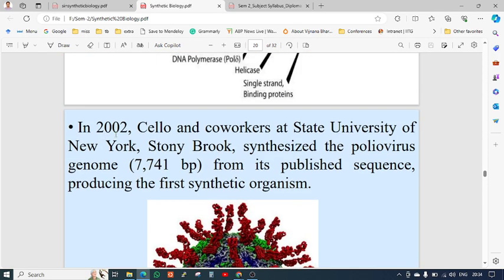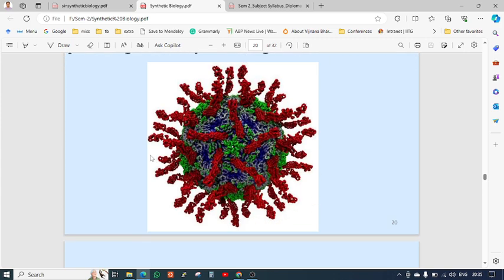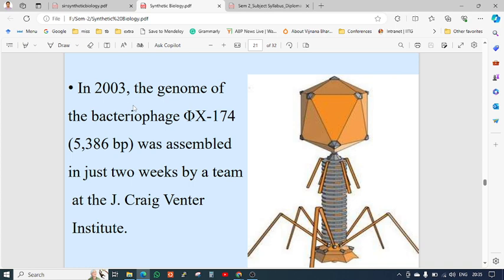In 2002, Cello and co-workers, also of State University of New York and Boston University, synthesized the poliovirus genome from the published sequence, producing a synthetic organism. So the first synthetic organism, that means the first synthesis, took place in 2002 by the scientist Cello and his co-workers in the laboratory. In 2003, again, the genome of a bacteriophage was assembled in two weeks by the J. Craig Venter Institute.